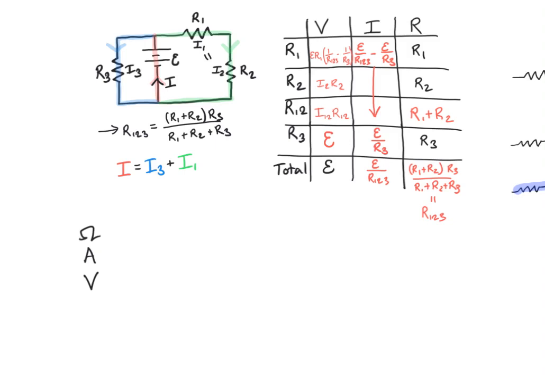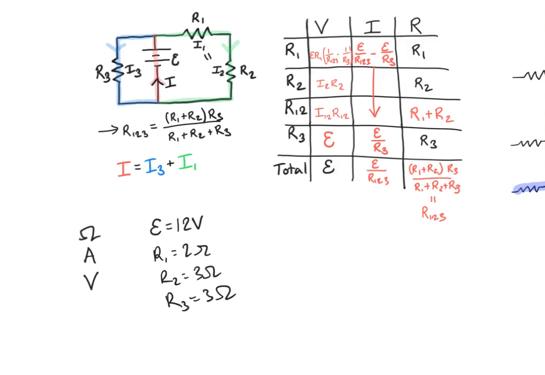And as long as you do all your multiplication and division of the numbers in these units correctly, the answers you get will also be in the corresponding unit. So for example, let's say my EMF is equal to 12 volts, a fairly standard amount. Let's say R1 is equal to 2 ohms, R2 is equal to 3 ohms, and R3 is equal to 3 ohms as well.